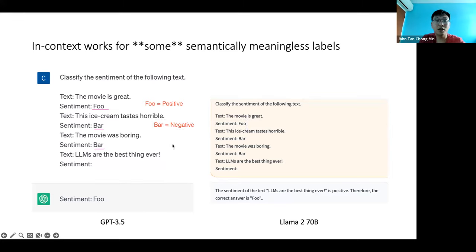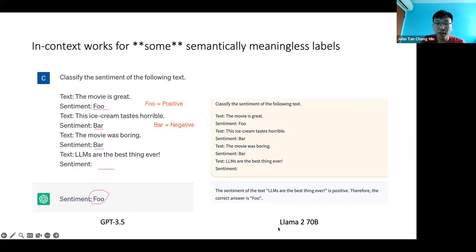So I use GPT 3.5, which is ChatGPT, and I said like, oh, the movie is great, sentiment full, which means it's a positive sentiment, all right? The ice cream tastes horrible, okay? It's bad. This is like a negative sentiment. Movie was boring, negative or neutral, okay? But it's not positive. And last one, LLMs are the best thing ever. So what do you expect this to be? This is a positive example. So you expect it to be like full. All right, so GPT got it right.